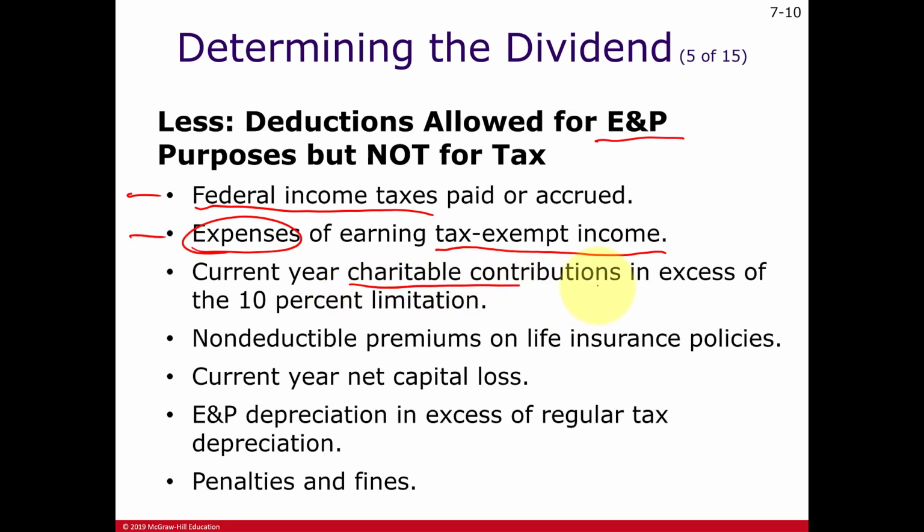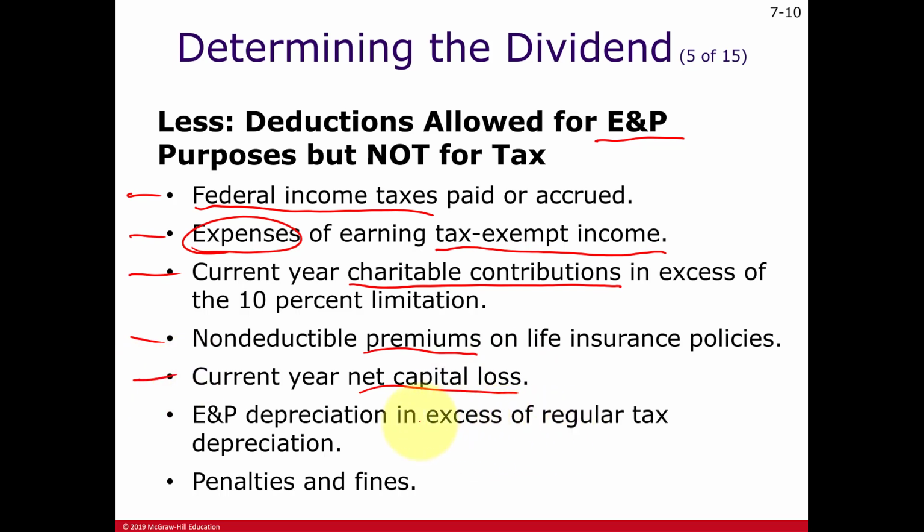You know all the charitable contributions? If you were limited on the tax return, well, you deduct the whole thing now that you had paid out or incurred for the current year. Life insurance premiums you pay out weren't deductible. Well, now they are for earnings and profit purposes. Excess capital losses, remember you only can use them to the extent of capital gains, but for earnings and profit purposes, any losses you incur this year, you subtract them out.